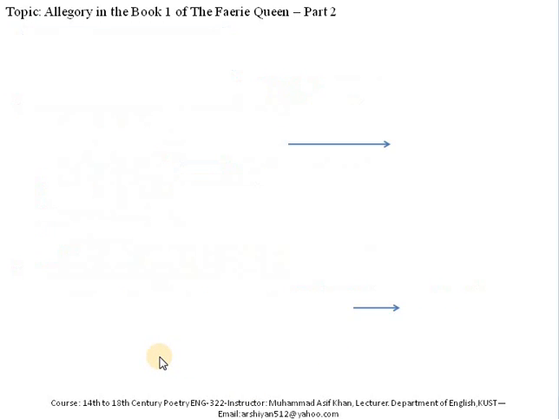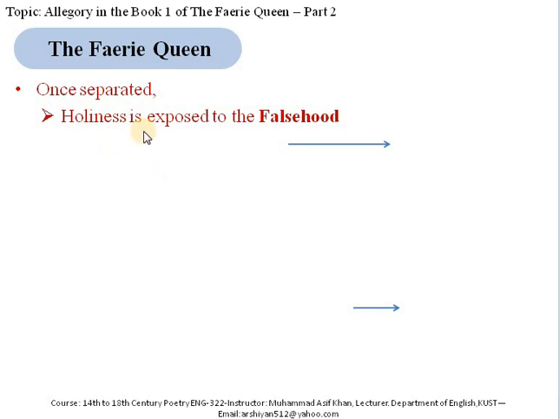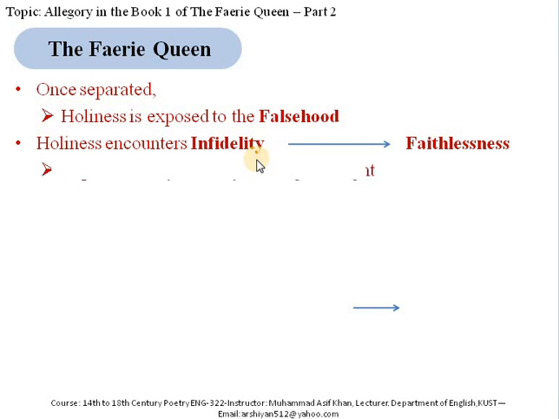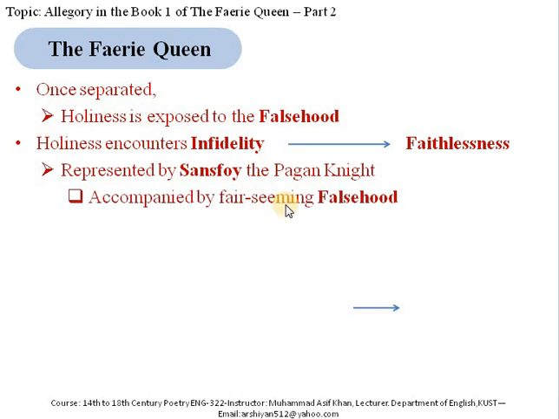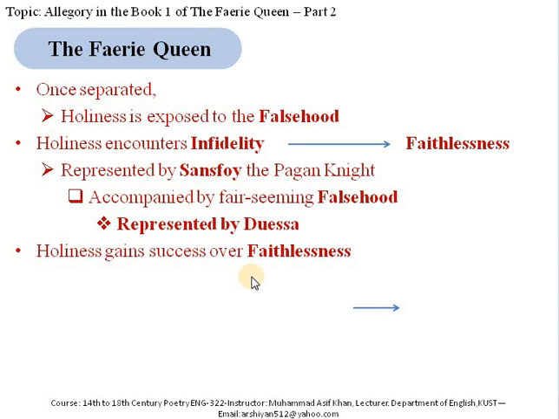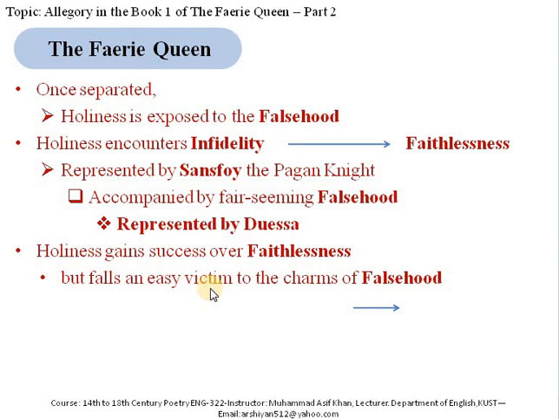Once these two companions, holiness and truth, are separated, holiness is exposed to falsehood, and it has to encounter faithlessness in the shape of Sansfoy, who is the pagan knight. This pagan knight was accompanied by falsehood, represented in the character of Duessa. Holiness gains success over faithlessness, but it falls an easy victim to the charms of falsehood, which is represented by Duessa.